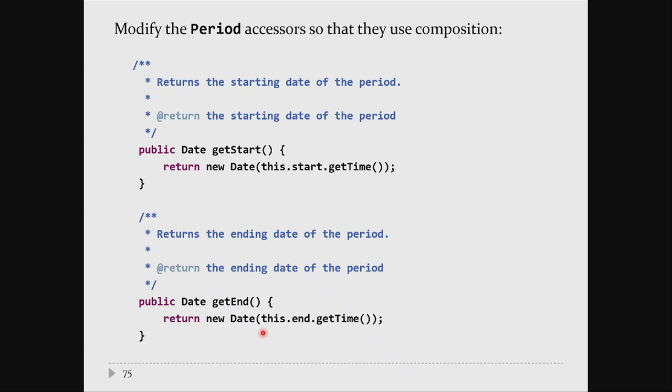So to fix that, make a copy of your internal start time first, and then return the copy. And for the end time, make a copy of your internal end time object, and then return the copy.